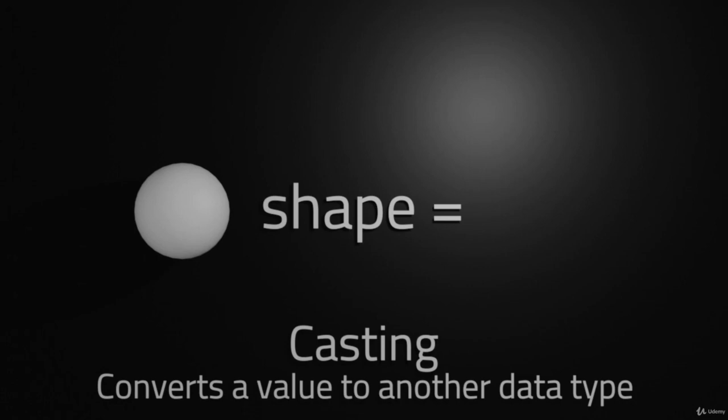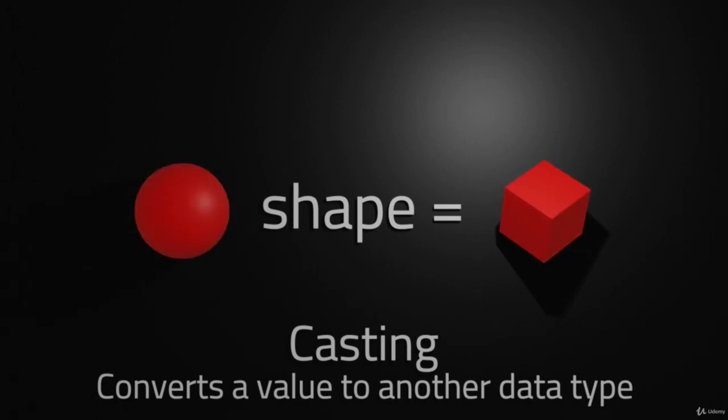The problem is the value we got is not the same data type. You can see we want to work with a sphere, but we have a cube. So we need to cast or convert that cube into the sphere. If we tried working with two different data types without casting them, it's probably going to result in some kind of error, and we need to be very cautious when we do this.